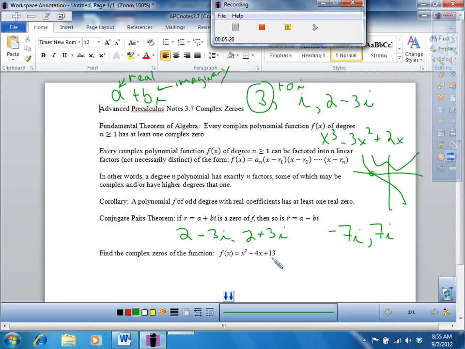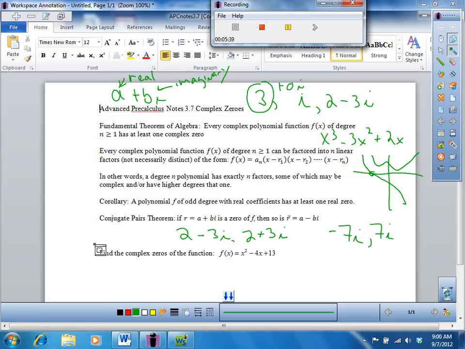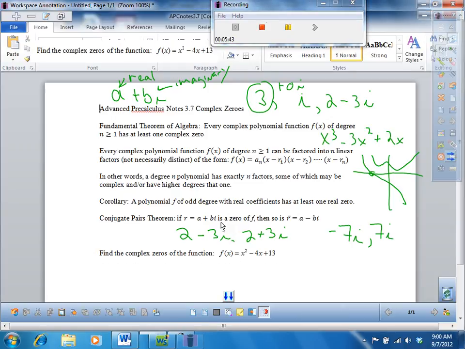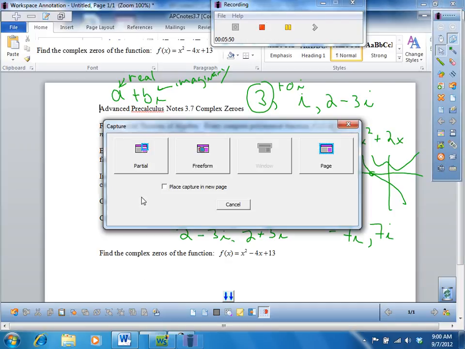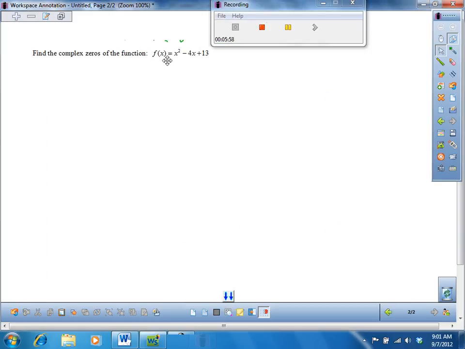Find the complex zeros of the function. So this is how you do this. You ready? First you take a picture of it with your camera. I have a camera, right here. No. What happened? I just took a picture of it, but it didn't go. Partial. Place capture new page. Oh, that's what it is. So here we go. And there it is.